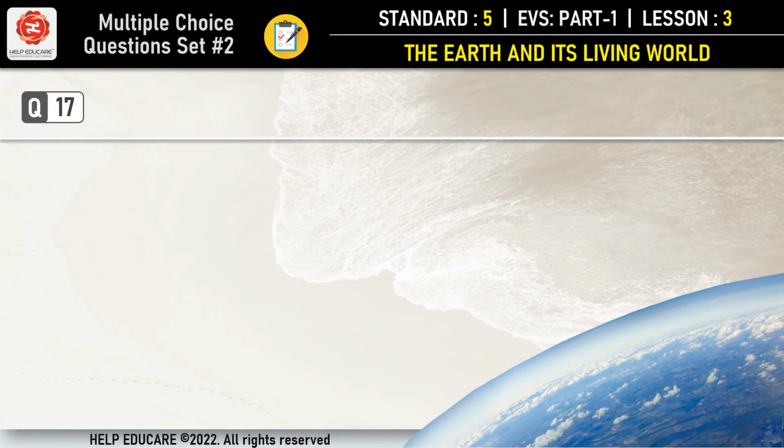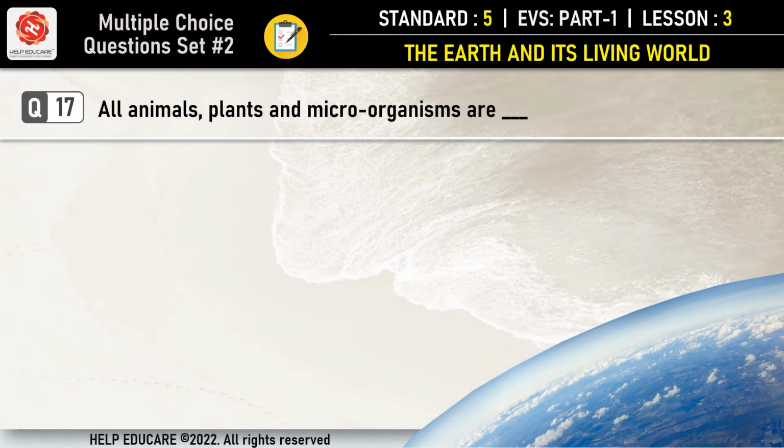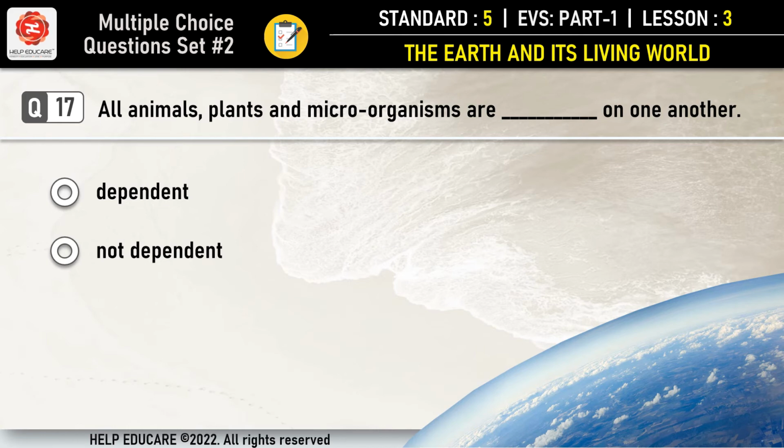Question number 17. All animals, plants, and microorganisms are dash on one another. First option, dependent. Second option, not dependent.